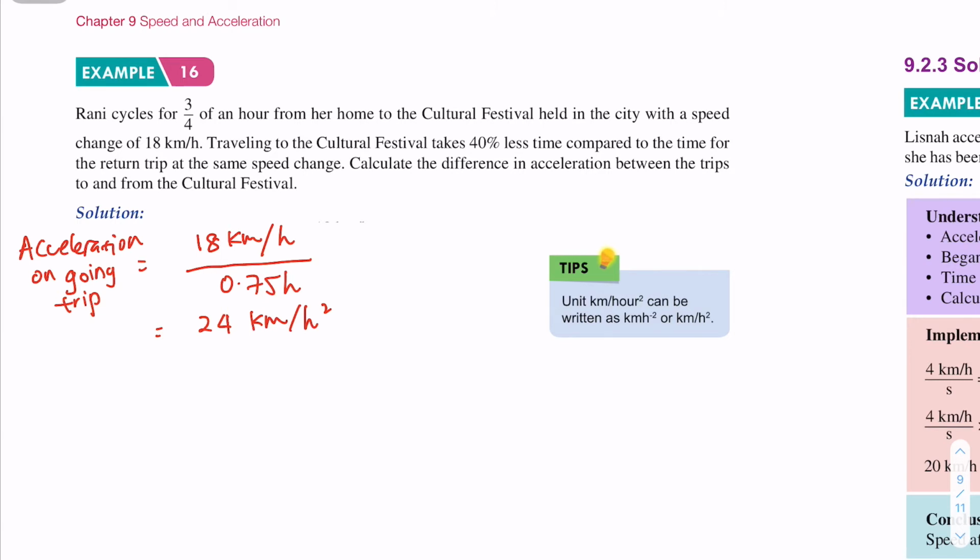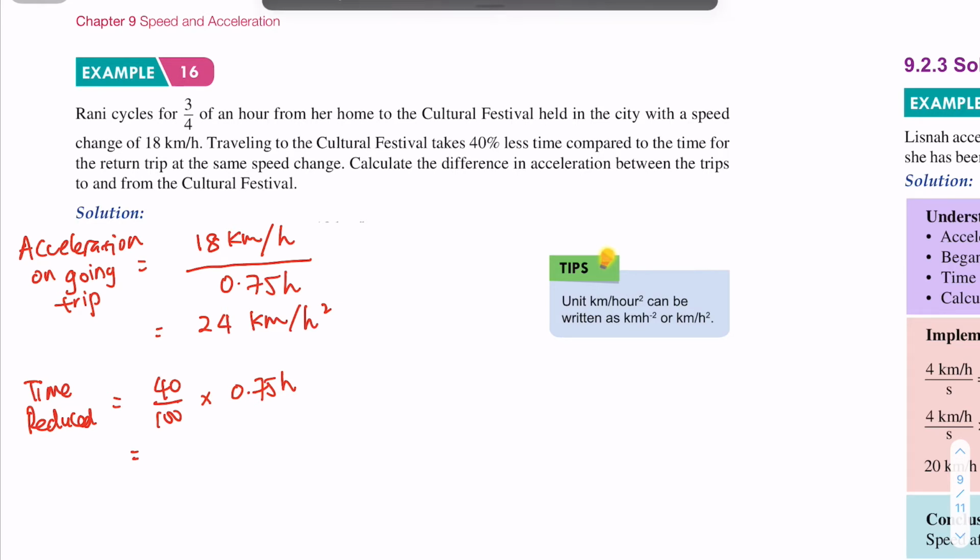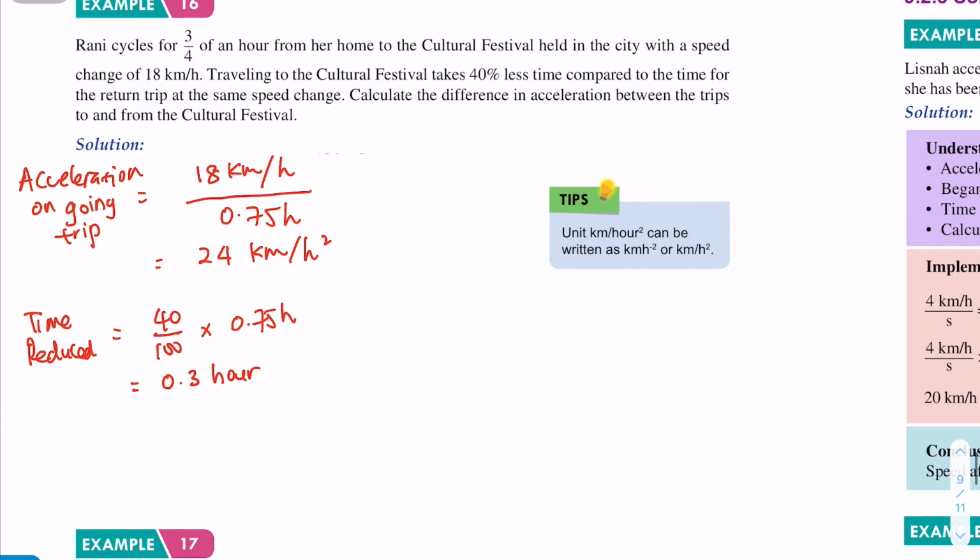And then we know that over here it stated that the time when going back is 40% less, reduced. So we calculate the time reduced. The time reduced is 40% less than the original time. The original time is 0.75 hour. So press your calculator: 40/100 times 0.75. So we get 0.3 hours. And then let's calculate the time taken for the return trip.